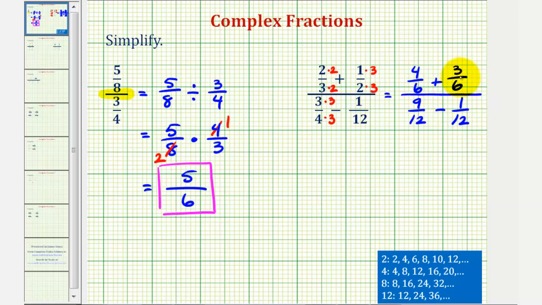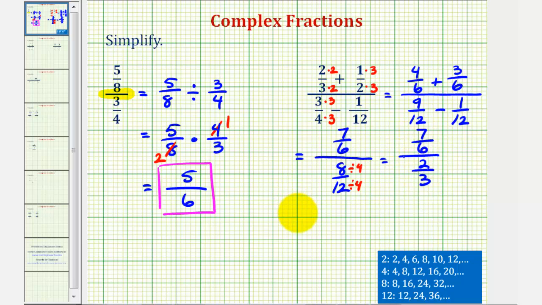So now I'll go ahead and perform the addition and subtraction. 4/6 plus 3/6 would be 7/6. And 9/12 minus 1/12 would be 8/12. But notice how 8/12 does simplify, since 8 and 12 share a common factor of 4. Let's go ahead and simplify this now. We'll divide both the numerator and denominator by 4, which means we now have 7/6 divided by 2/3.